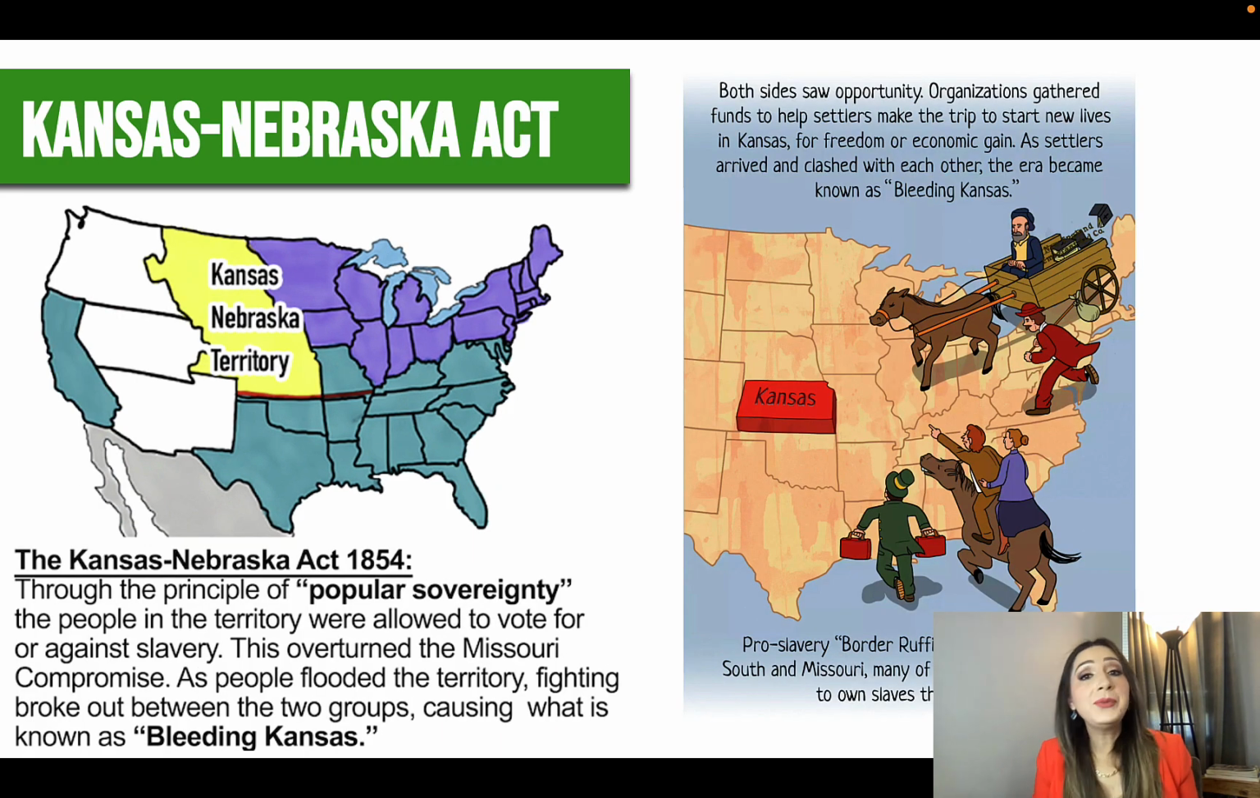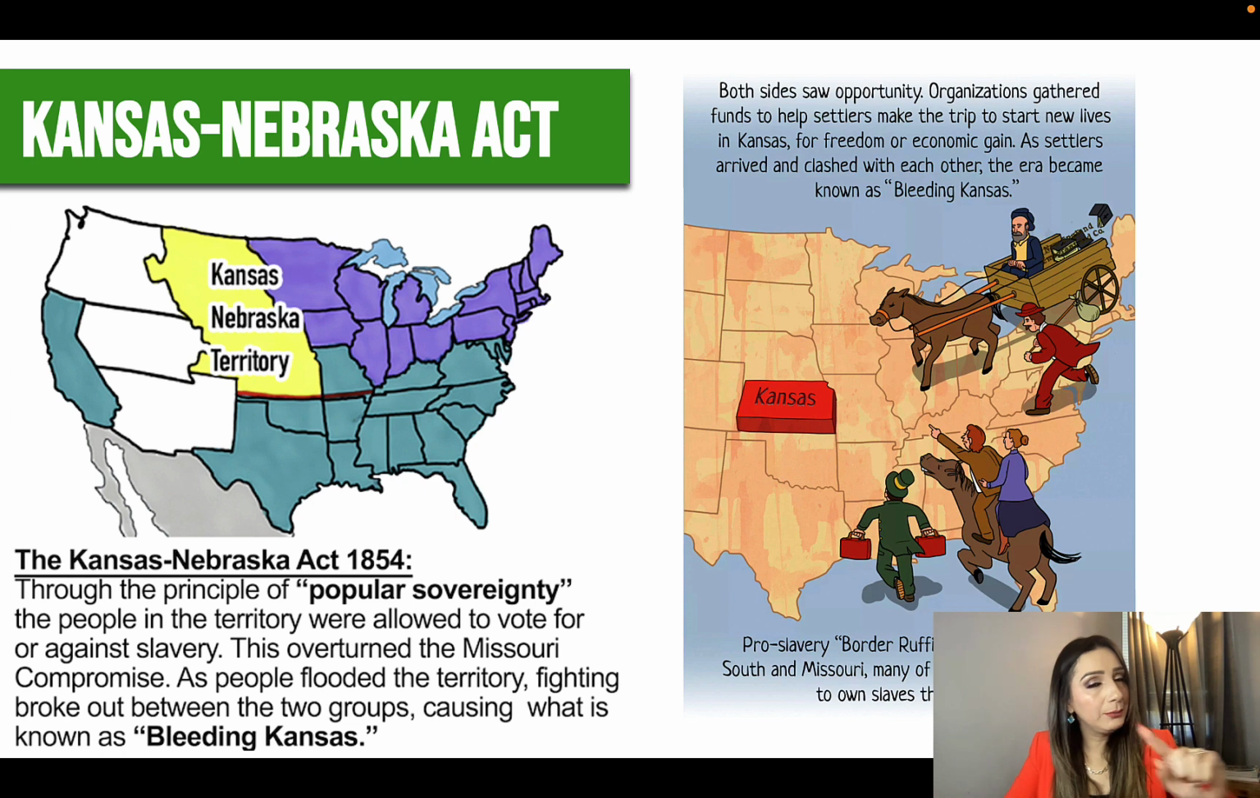So here comes another compromise, but this time it doesn't have to do with states. It has to do with territories. They start to argue about territories allowing slavery, right? And so what they decide in the territories of Kansas and Nebraska is to allow the people to vote if they're going to choose to have slavery or not. This is known as one of our 7 principles, popular sovereignty.